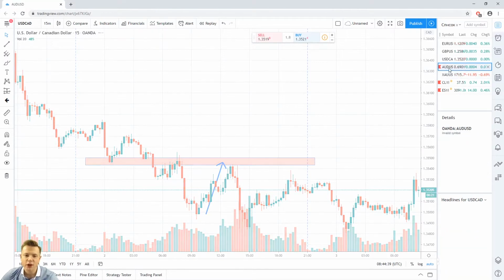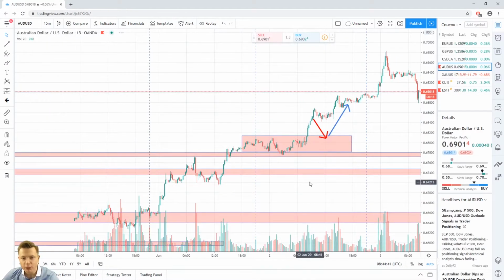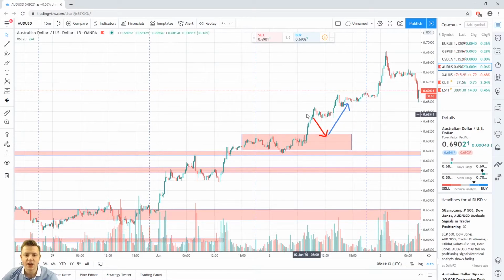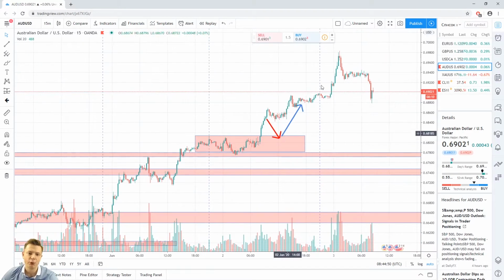So Australian dollar, I expected a bigger pullback, honestly. Unfortunately, price did not go down until 0.6815. But anyway, I said I'm pretty bullish on Australian dollar. As you can see, price went up yesterday in Australian dollar.